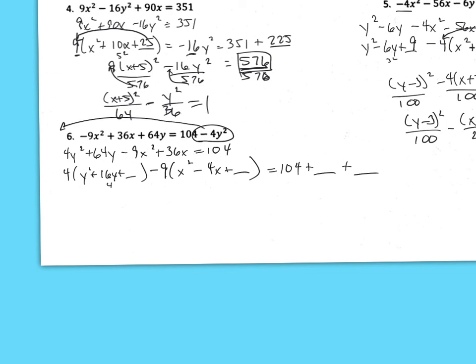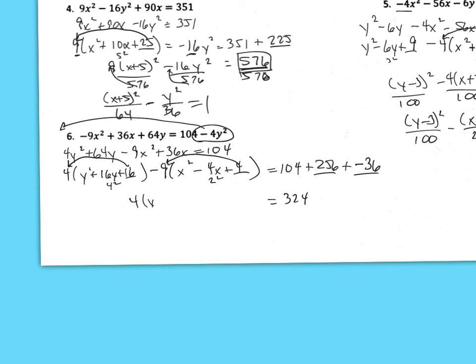Half of 16 is 4. 4 squared is 16. Remember to take that times the number out in front. 16 times 4 is 256. Half of 4 is 2. 2 squared is 4. 4 times negative 9 is a negative 36. I'm going to add this up real quick. We get 324. I'm also going to check. 324 divided by 9 works. 324 divided by 4 works. So it looks like we're okay.